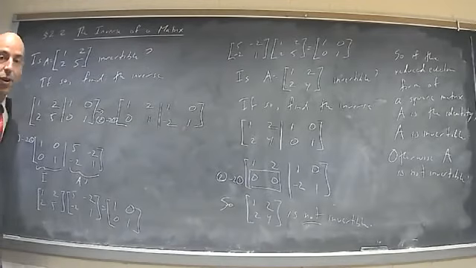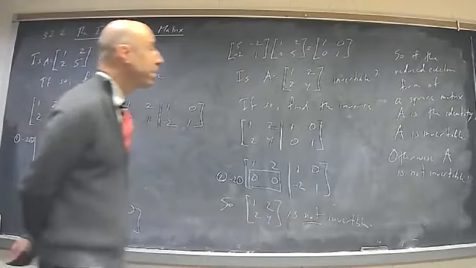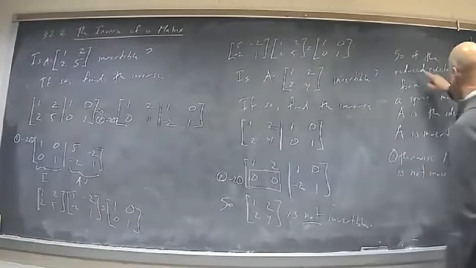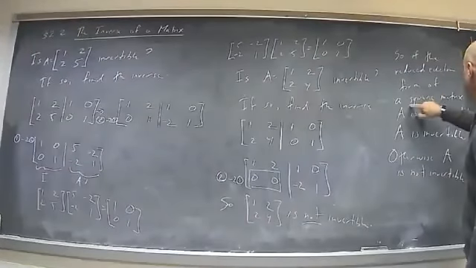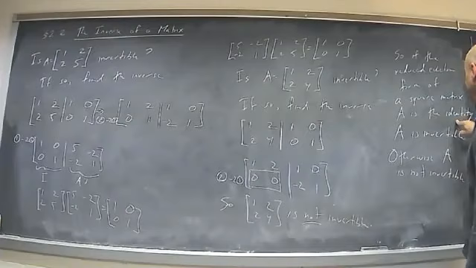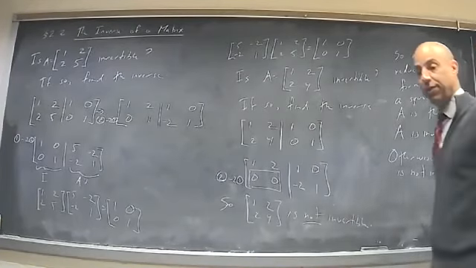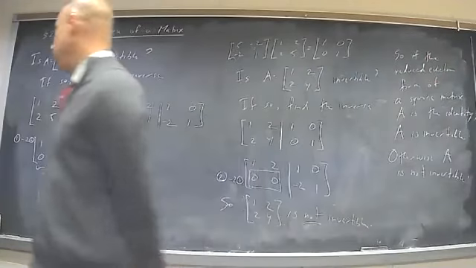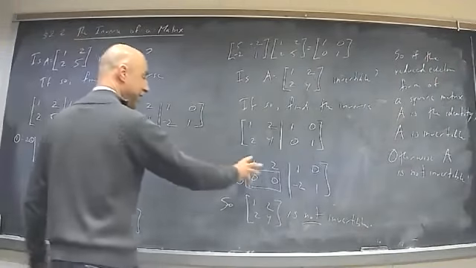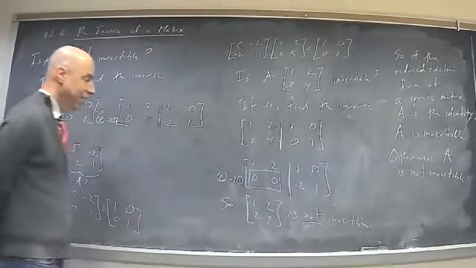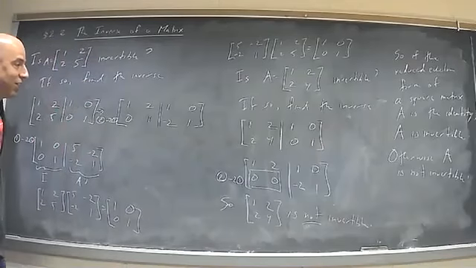So if the reduced echelon form of the square matrix A is the identity, A is invertible. Otherwise, A is not invertible. If the reduced echelon form is anything else besides the identity, it's not invertible.